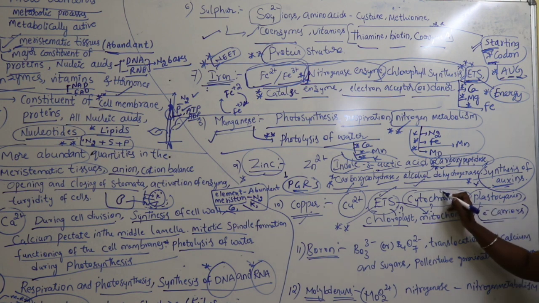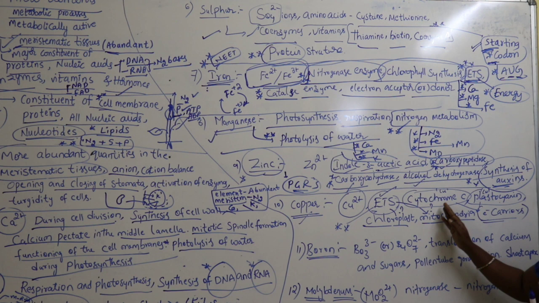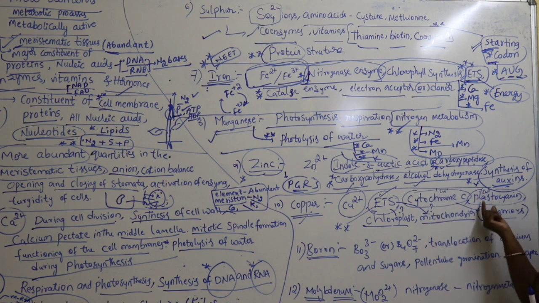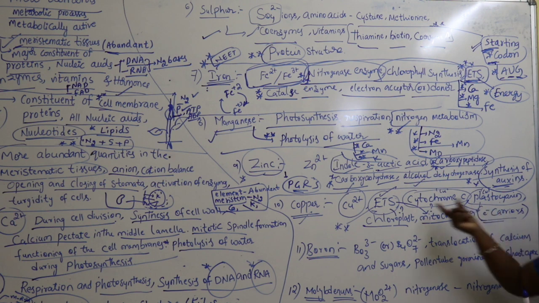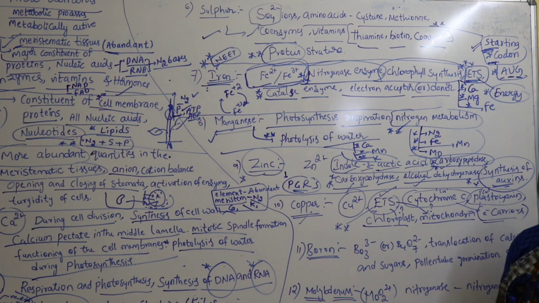This is made up of copper, this is also made up of copper. What do they do? They transfer electrons from one component to another component. They are the copper forms. What are they? Cytochrome and plastocyanin. So we call them as what? Electron carriers. Where do they do the function? In the electron transport system. They are made up of copper. Alright, try to remember this.